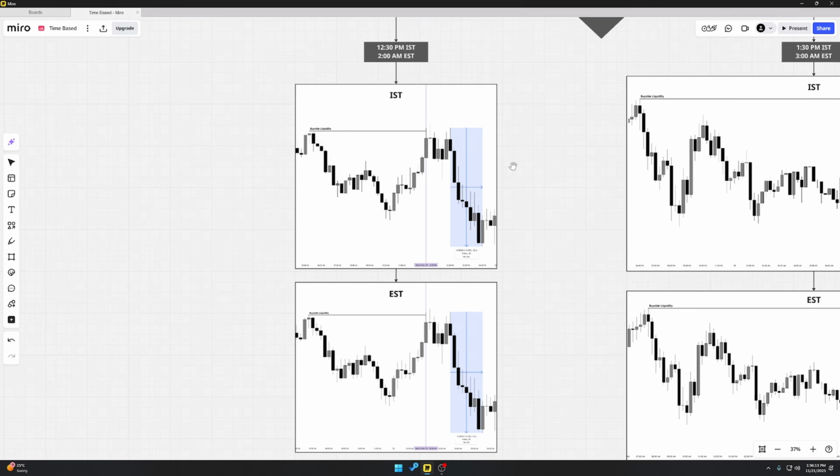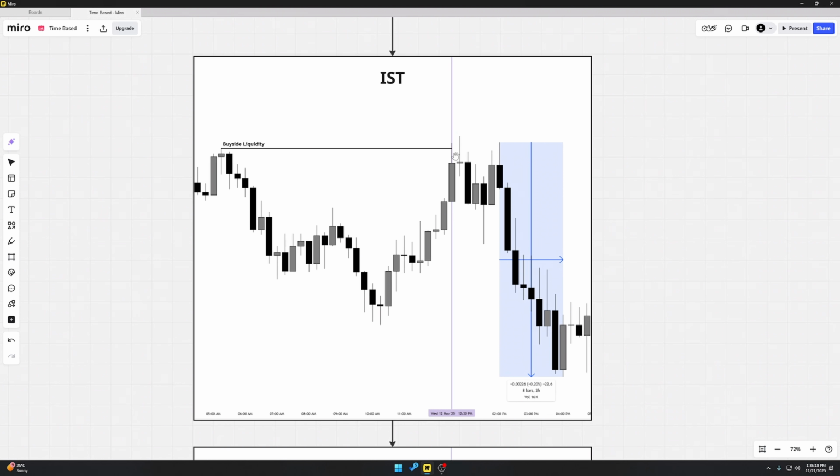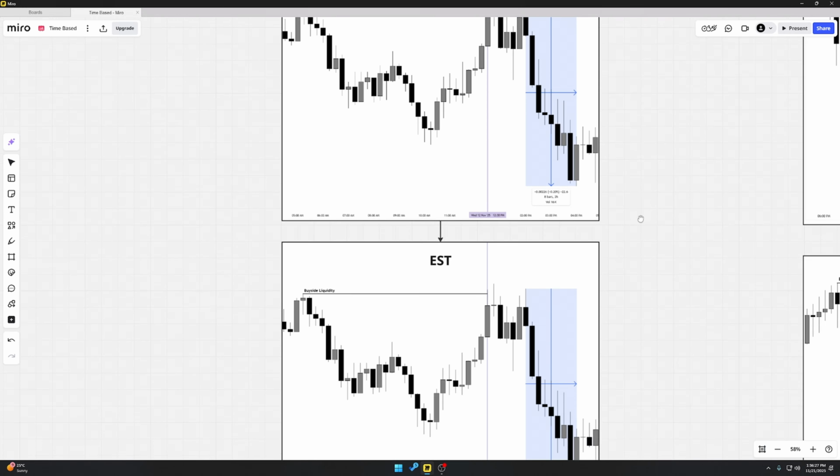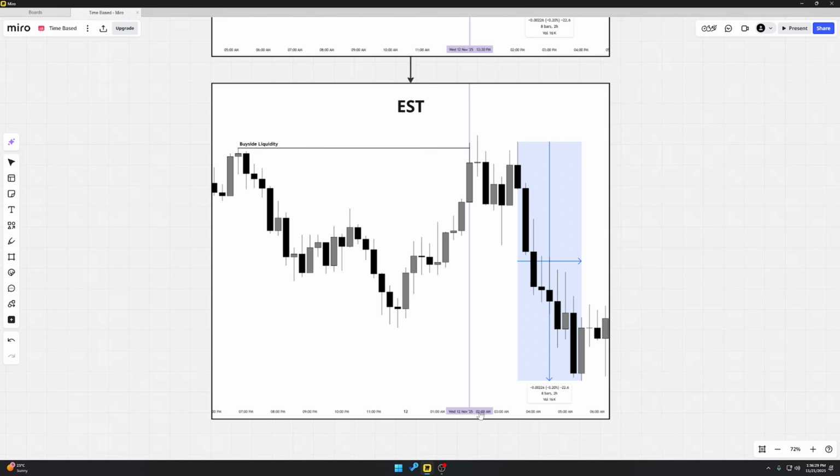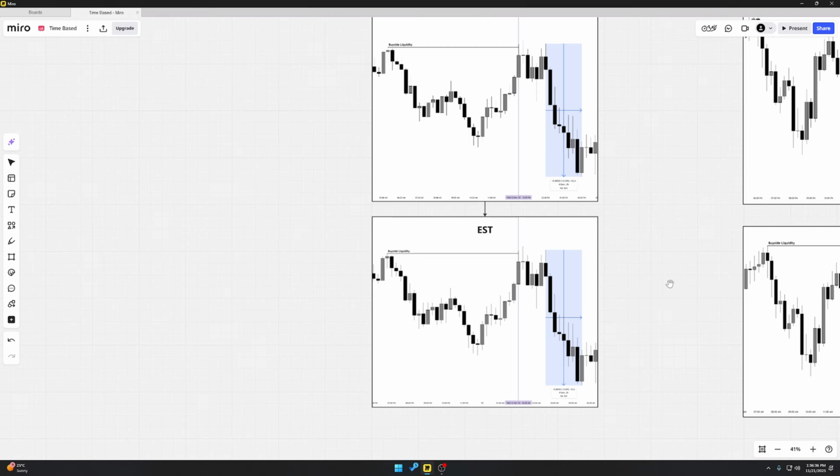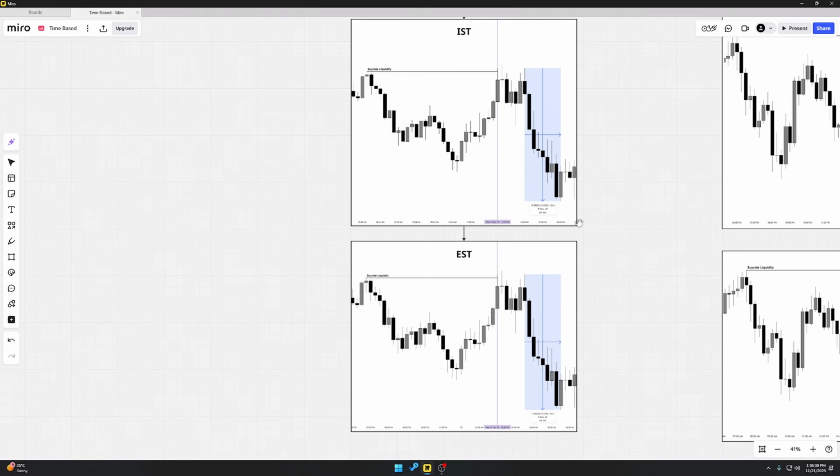Now, take a look at this example. We get a clean buy-side liquidity raid exactly at 12:30 p.m. Indian Time. You can see the Indian time marked at the bottom of the chart. The same candle corresponds to 2 a.m. Eastern Time, and you can verify the Eastern Time at the bottom as well. Immediately after the raid, price drops sharply and efficiently, moving straight into the sell-side liquidity. This is a perfect example of how London Killzone timing aligns with predictable time-based liquidity grabs.